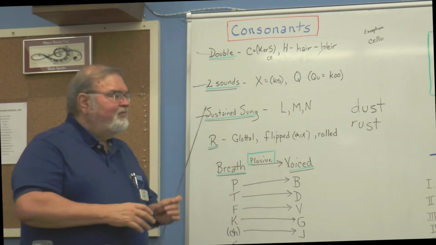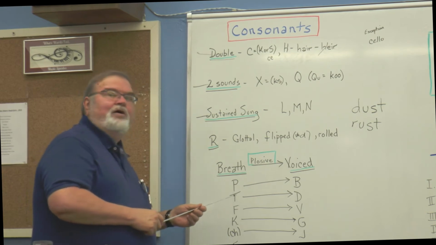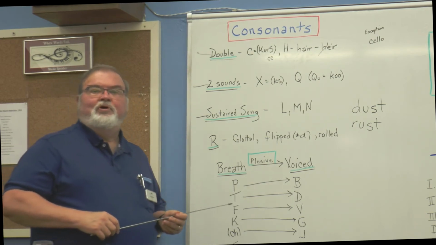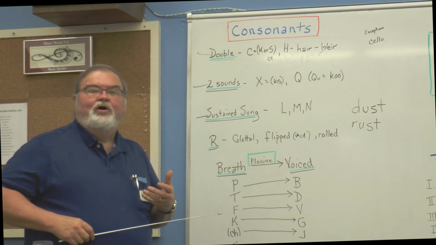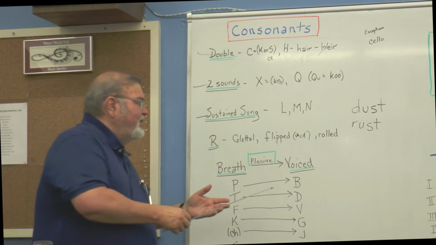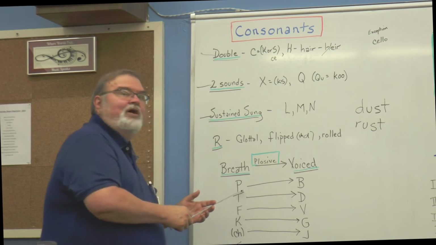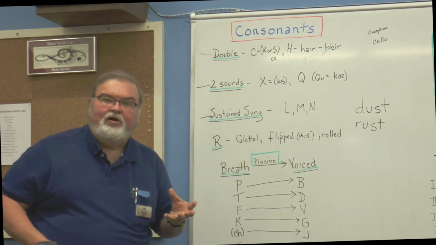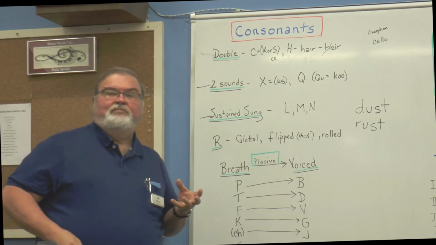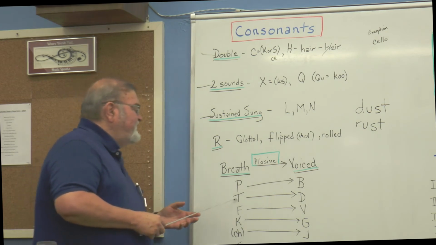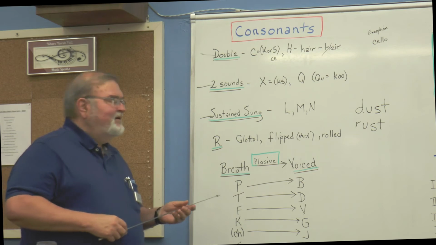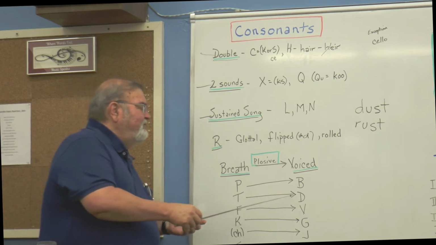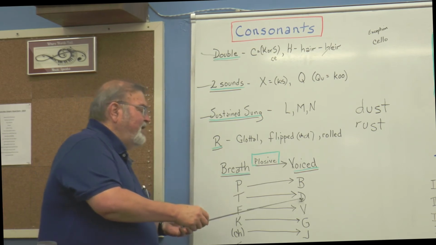You may not realize it, but when you say P, all you have to do is add a little bit of sound to it, and you've got a B. You pronounce them the same way. One is pronounced with air, one is pronounced with sound. Same thing with a T. When you add voicing, it becomes a D.